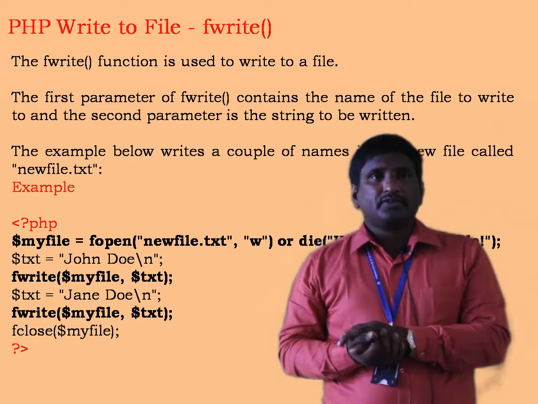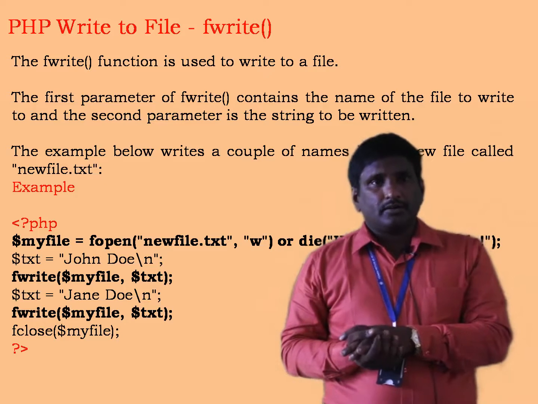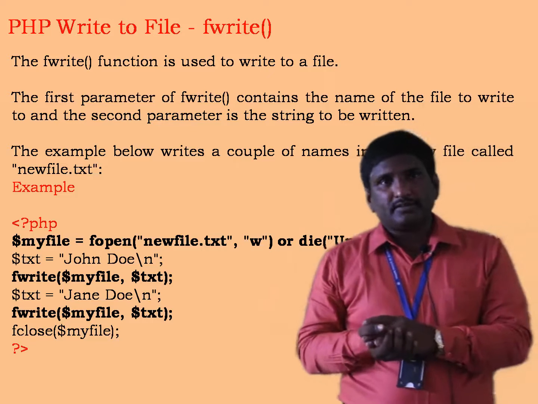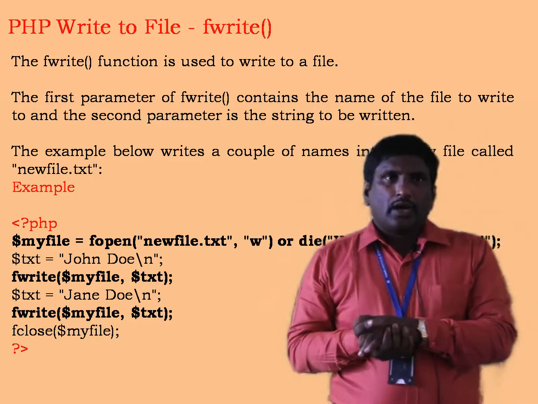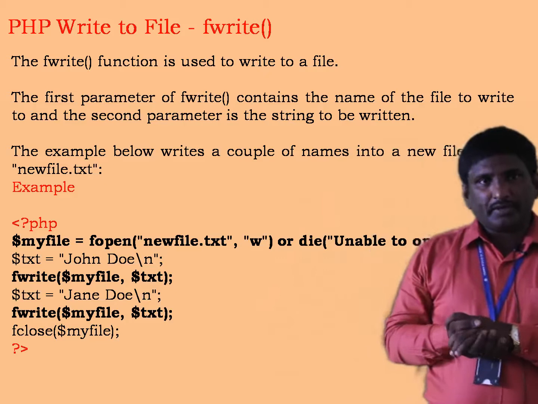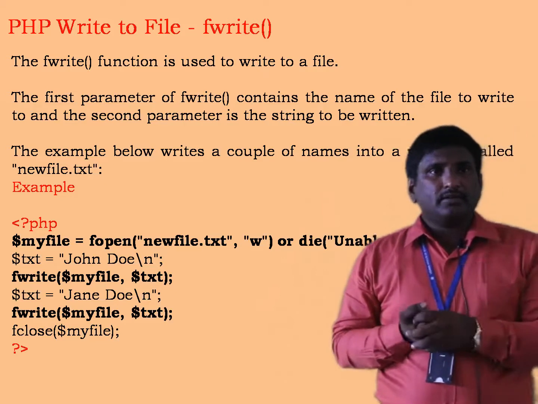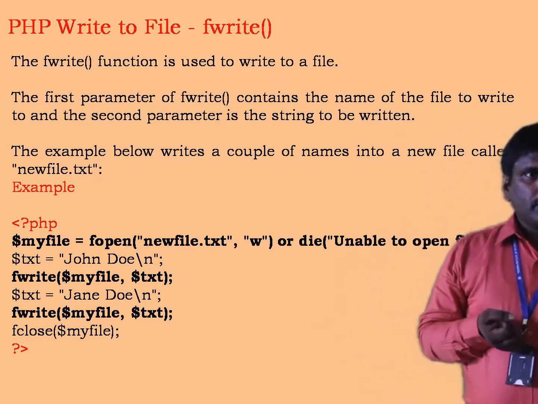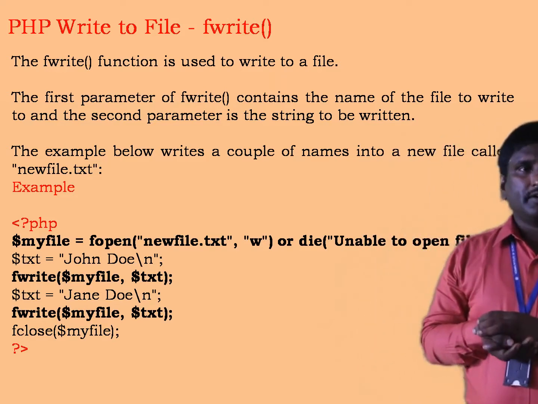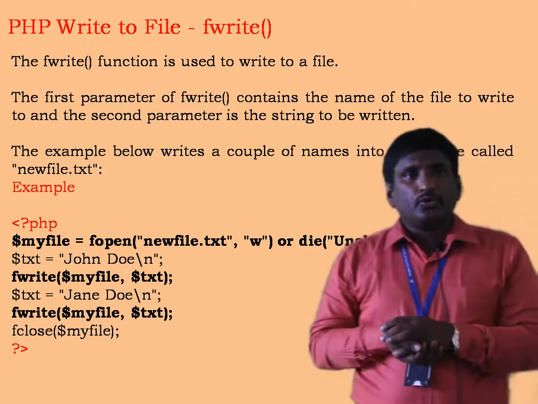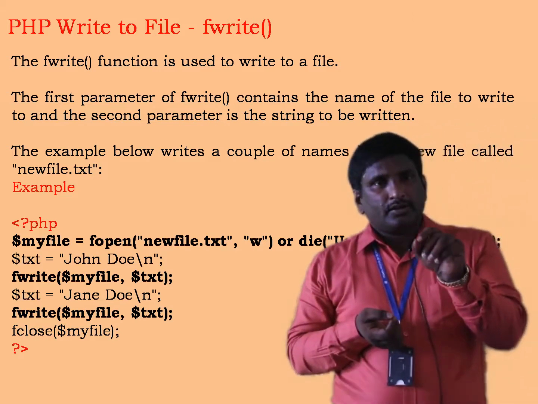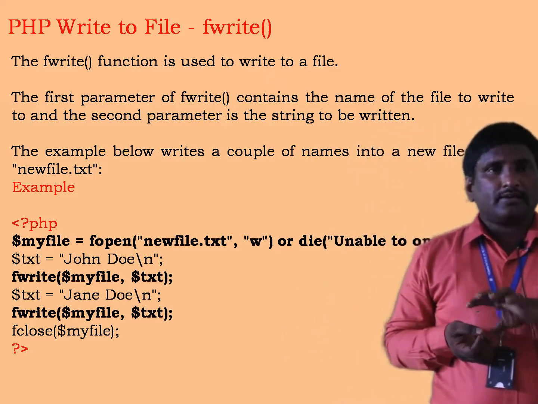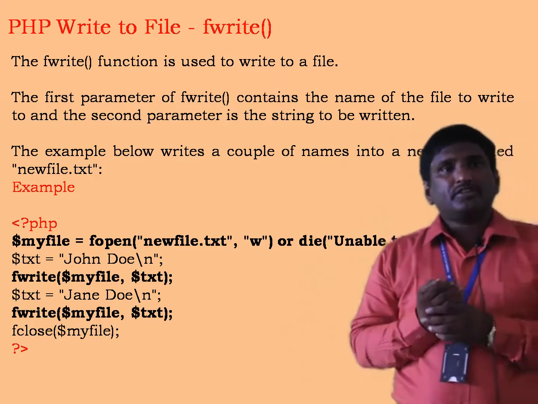Okay, next, PHP write to a file. By using the fwrite function, we can write characters onto the file. The first parameter of fwrite contains the name of the file to write to, and the second parameter is the string to be written. See the example. First I need to open the file newfile.txt. The mode is W. If newfile.txt exists, the content available in it will be erased if your mode is W.